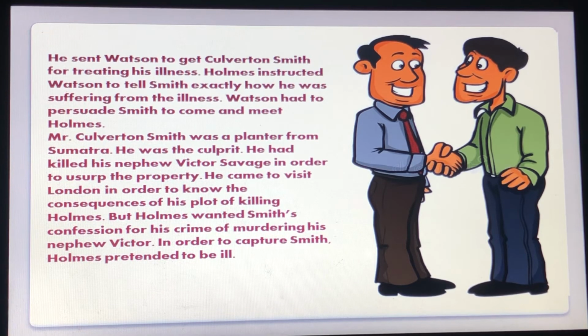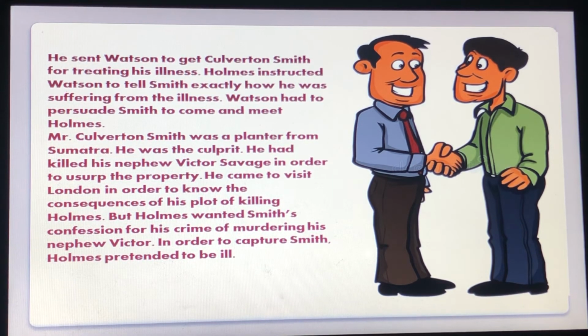After that, Watson called Smith and asked him to come to meet Holmes, who had knowledge of the disease tapanuli fever. Mr. Culverton Smith came and saw Holmes lying on the bed. He accepted that he had murdered his nephew for the property.